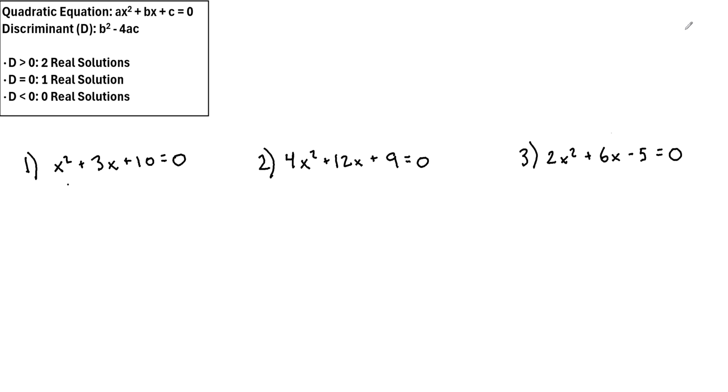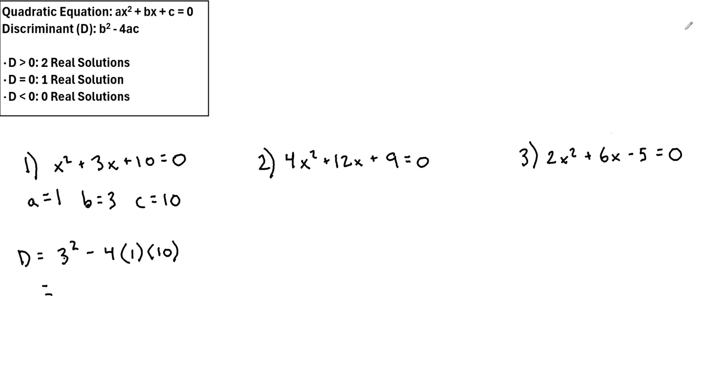Let's go ahead and check out the first one. We have x squared plus 3x plus 10 is equal to 0. So let's calculate the discriminant of this equation. First we'll write down a. Our value for a is the leading coefficient, in this case just 1. Our value for b is 3. And our value for c is the constant at the end, that's 10. So let's plug these values into the formula for the discriminant, b squared minus 4ac. So d is equal to b squared, that's 3 squared, minus 4 times a is 1, times c is 10.